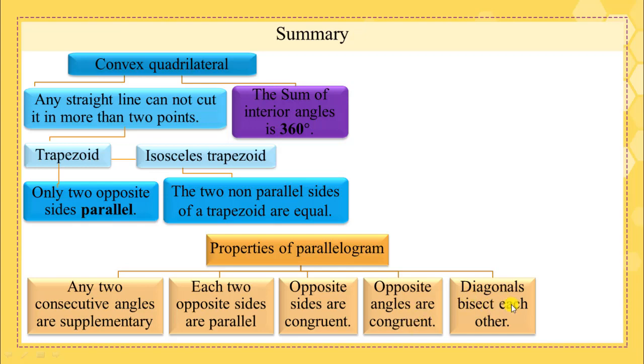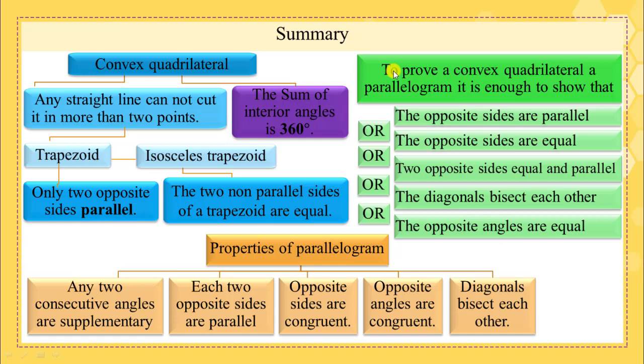Diagonals bisect each other. To prove a convex quadrilateral is a parallelogram, it is enough to show that the opposite sides are parallel, or the opposite sides are equal, or 2 opposite sides are equal and parallel, or the diagonals bisect each other, or the opposite angles are equal.